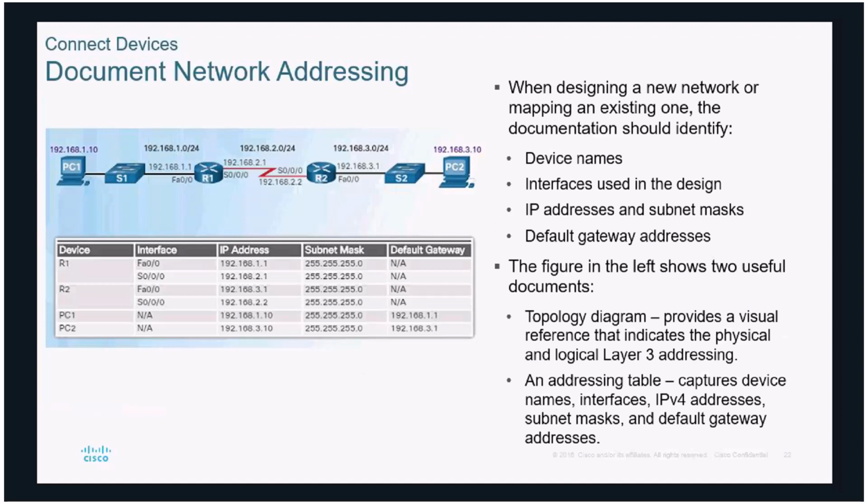And an addressing table captures your device names. This is really useful too. You see this on your Cisco labs. Sometimes at the top you get this stuff here: device, interface, IP, subnet mask, default gateway. Really useful stuff for anyone working on a network in a team and so on. It's all there.